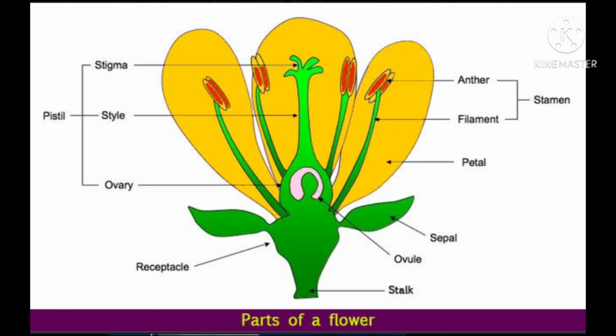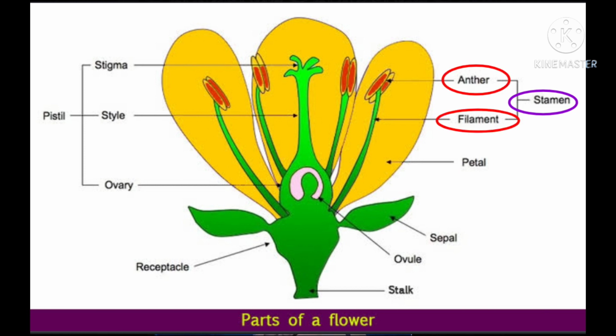You can see a long filament-like, slender structure there inside, and on the top a cap-like structure also. That's called the stamen, the male reproductive organ. It consists of a filament, that's a slender stalk-like region, and on the top you can see a cap-like structure. That's called the anther. The stamen consists of a filament and an anther. And inside the anther, the pollen grains are there.